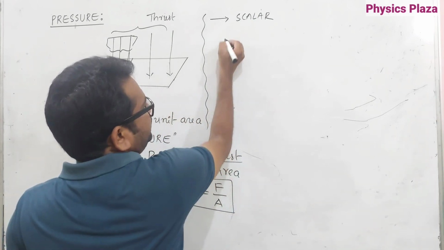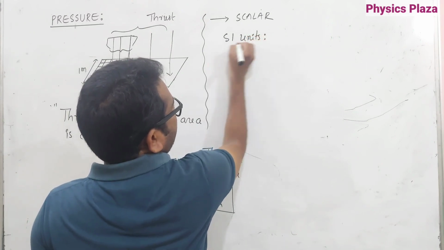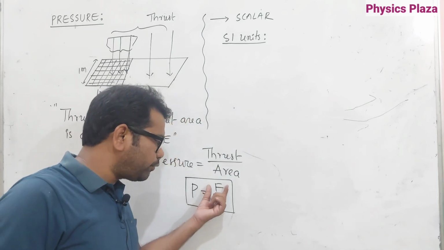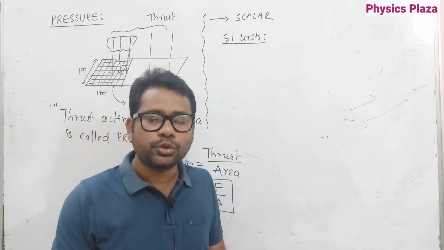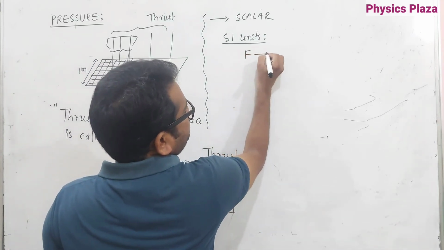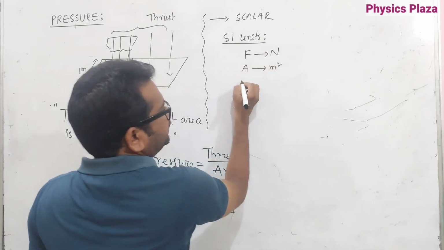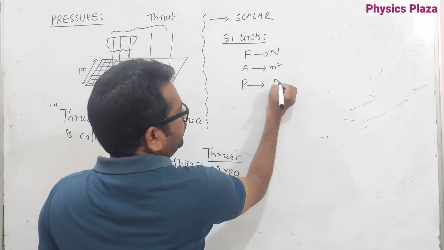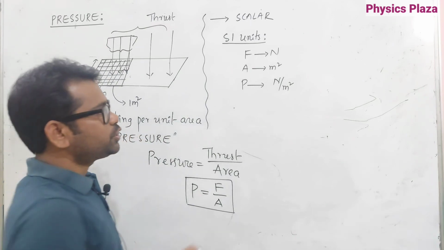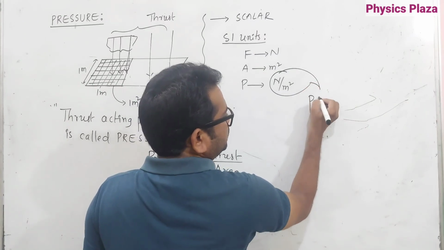Okay, fine. And here the SI units, children. First let us see what are the SI units of pressure. It's simple. First you should know the units of the force and the units of the area. When you substitute, you will get the units of the pressure. Children, in the SI system, force is measured in Newton, area is measured in meter square. Thereby, pressure is measured in Newton per meter square. Children, this Newton per meter square is given a special name called Pascal.